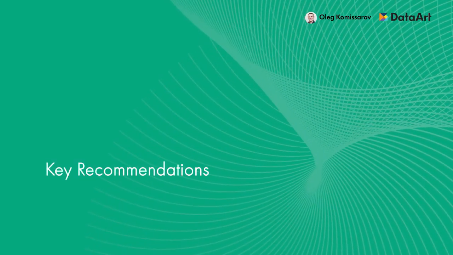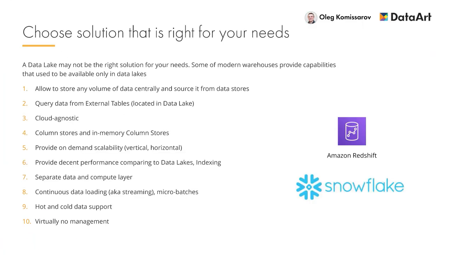And I will provide some key recommendations. So first of all, a data lake may not be the right solution for your needs. Some of the modern warehouses provide capabilities that earlier were available only in data lakes. Today, they're available in warehouses. So Snowflake and Amazon Redshift give you independent compute and store layers. You can query data lake data directly from these warehouses. They provide good performance. They have continuous data ingestion. They have automated scale-out and scale-up options, and virtually require no management. So if your business need may be solved without more complex data lakes, pay attention to it.